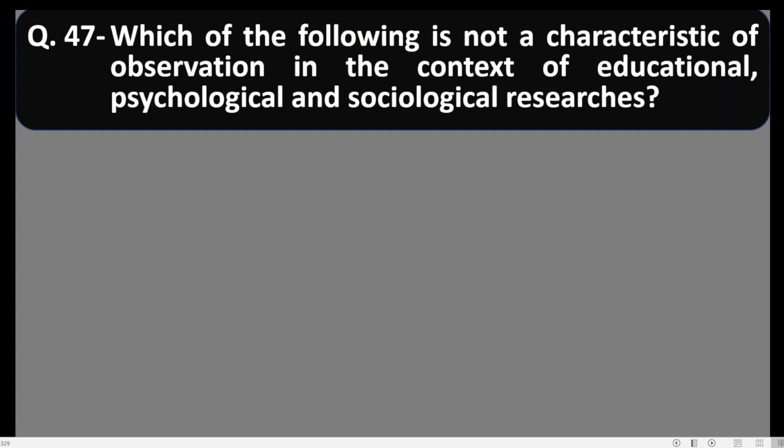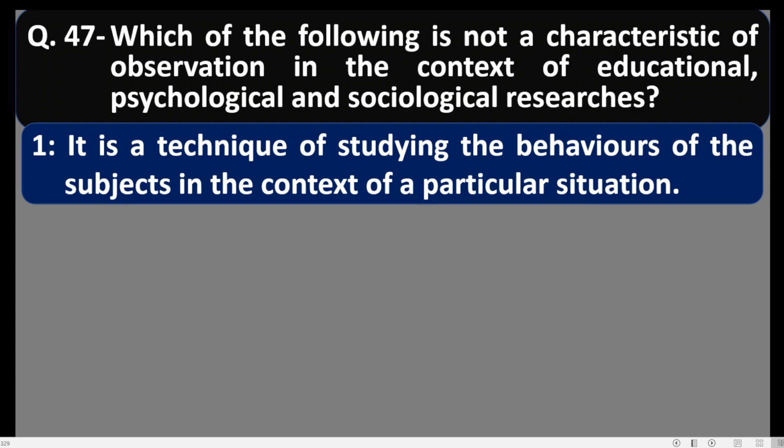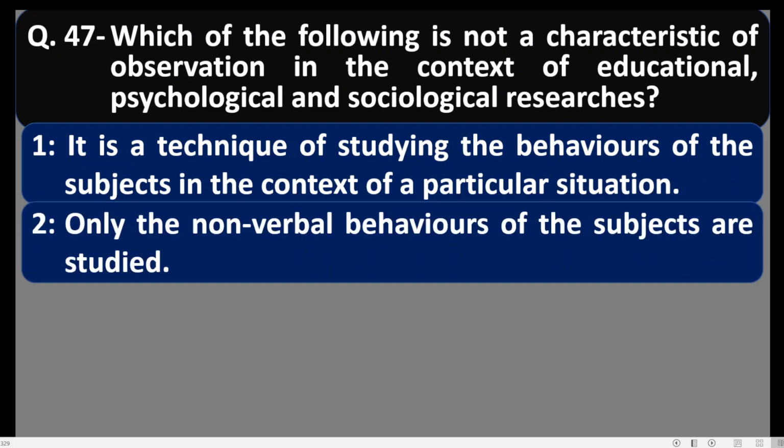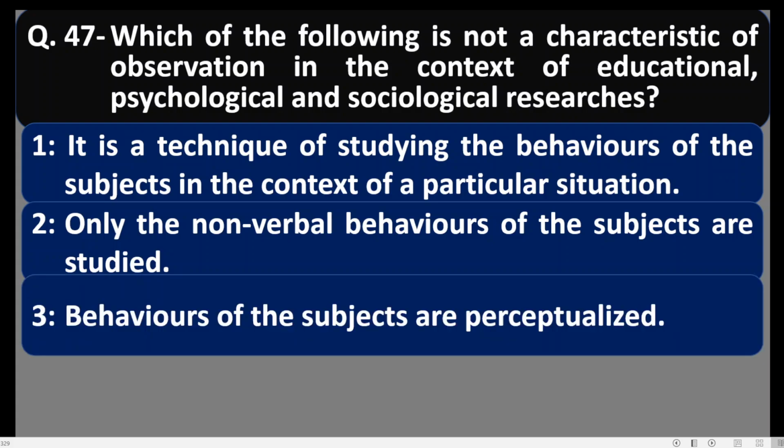47. Which of the following is not a characteristic of observation in the context of educational, psychological and sociological researches? Number 1, it is a technique of studying the behaviors of the subjects in the context of a particular situation. It is true. Number 2, only the non-verbal behaviors of the subjects are studied. If observation technique is to be used for research, it is incorrect.